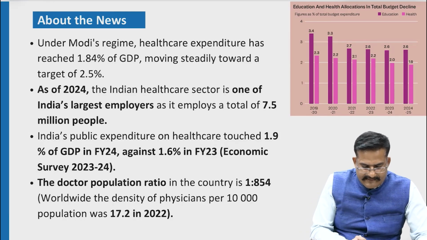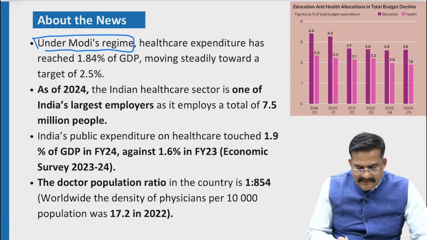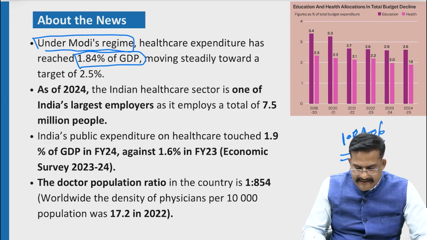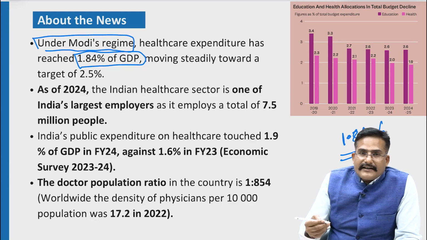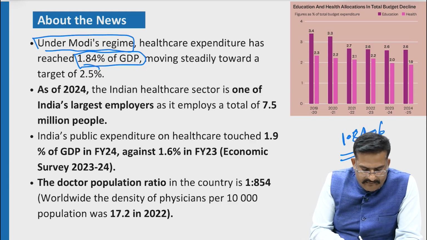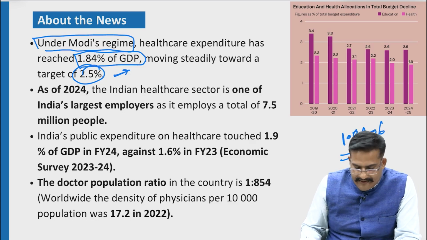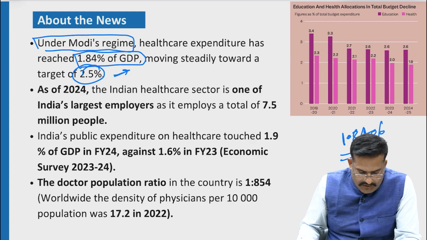As per the official data, under the current government's regime, healthcare expenditure has increased to 1.84% of the GDP. Very important data. What is the healthcare expenditure? 1.84% of the entire GDP. And what is the target? The intended target is 2.5%, which is very decent for a developing country like India. We are a middle economy and it's quite decent spending.